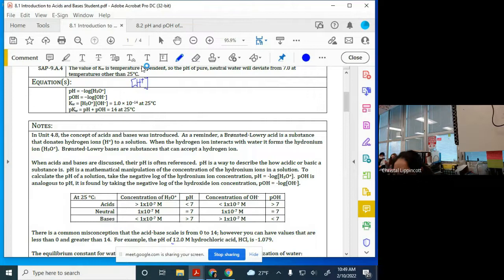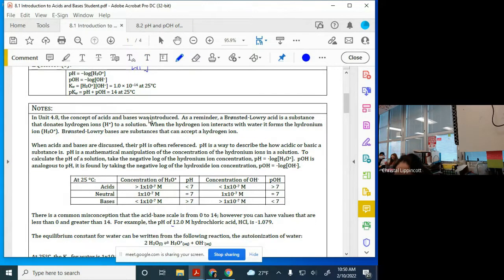pOH is negative log of OH. Your pH plus your pOH equal 14. And that's going to equal your pKw, which we'll get into later. We have another K value here, our Kw, which is for water, equals the hydronium concentration times your hydroxide concentration. And that all equals 1 times 10 to the negative 14 at 25 degrees Celsius. Remember, your K values are temperature dependent. So if your temperature changes, this Kw value will change as well.